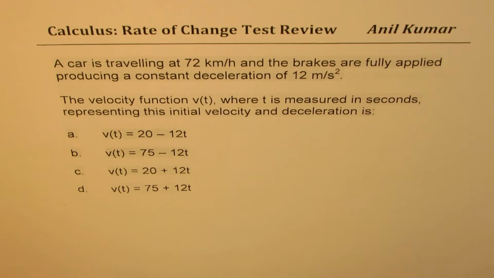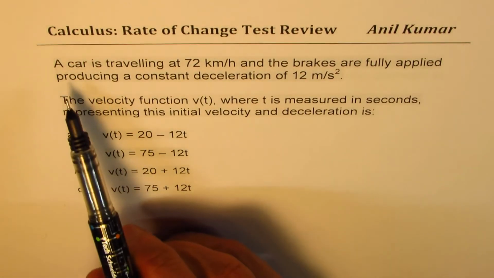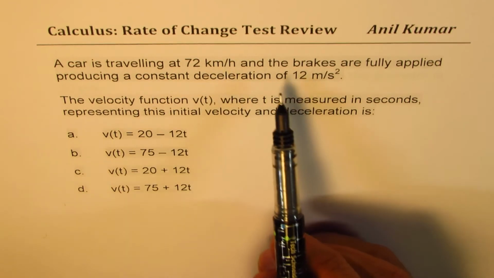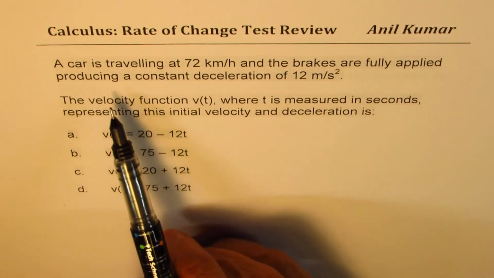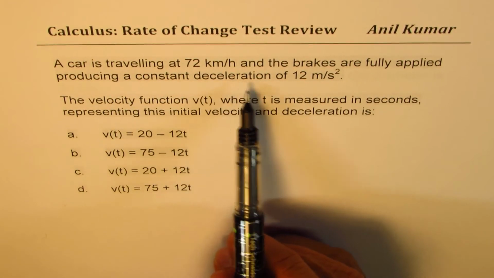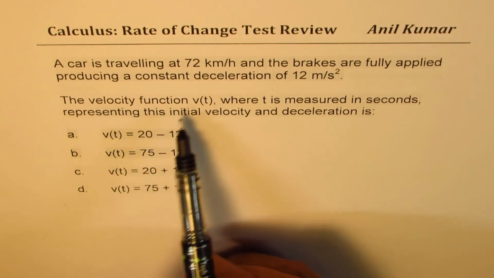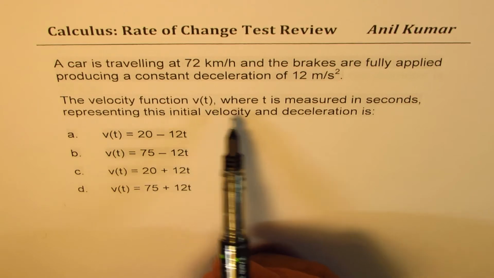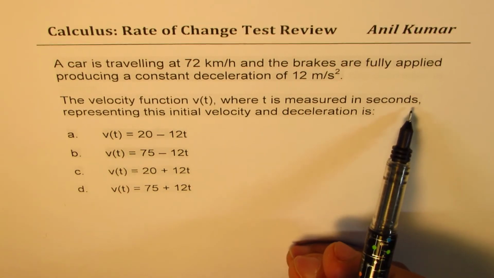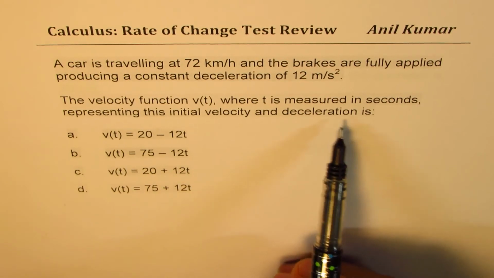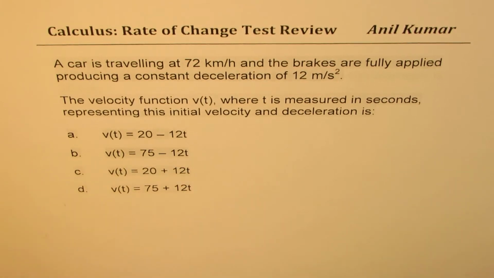The question here is a multiple choice question. It says a car is traveling at 72 kilometers per hour and brakes are fully applied, producing a constant deceleration of 12 meters per second square. The velocity function v of t, where t is measured in seconds, representing its initial velocity and deceleration, is one of these. So which one is the correct answer?